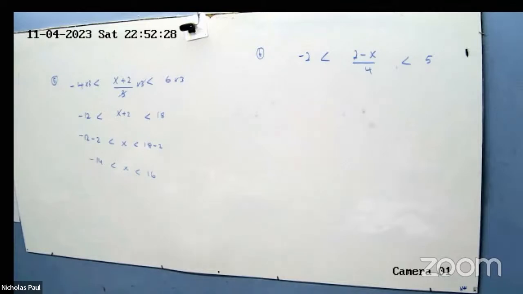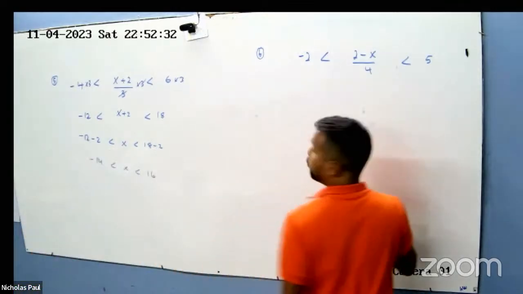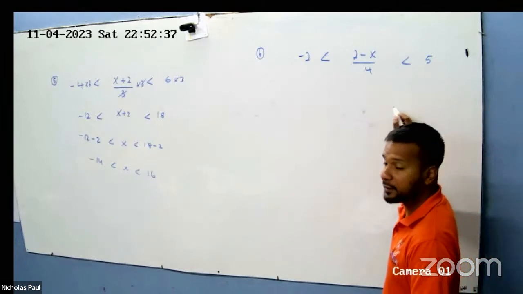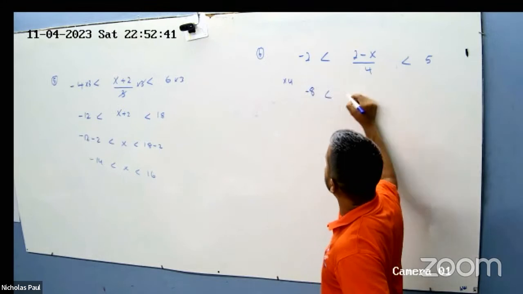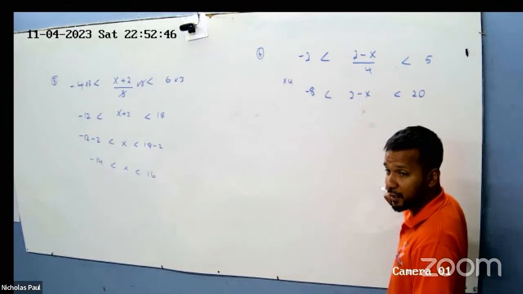All right, let's see how it went. This is the last one. What's the first thing to do? Multiply everything by 4, right? So let's multiply everything by 4. So that'll be minus 8 is less than 2 minus x is less than 20. That's okay? What's the next step?